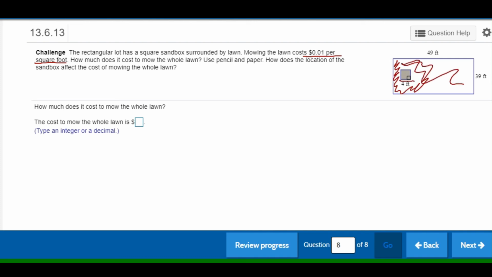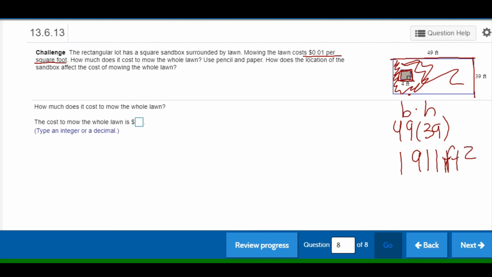So we're mowing everything except for the sandbox. So we can find the area of the sandbox and the lawn, which is 49 by 39. You can use base times height, because the sandbox is included in the base and the height of the rectangle. So we have 49 times 39 feet squared, and that's equivalent to 1,911 feet squared.